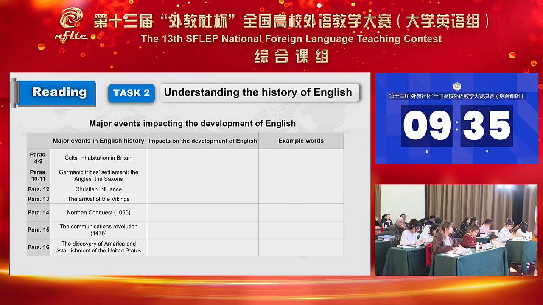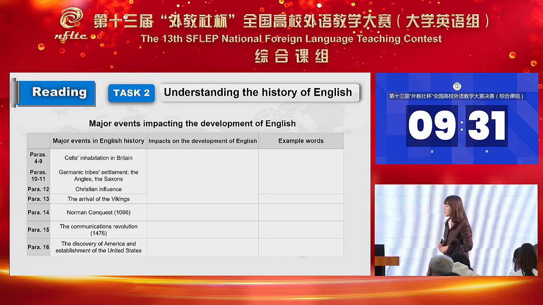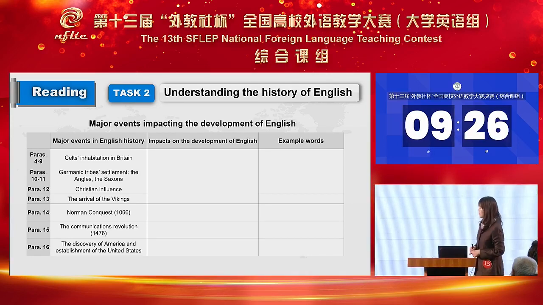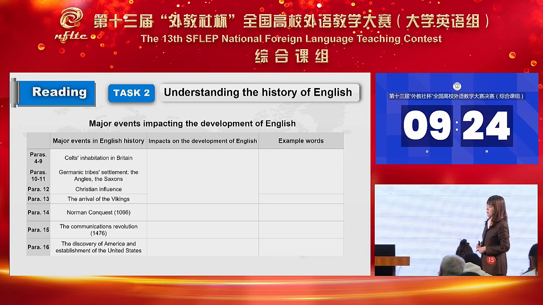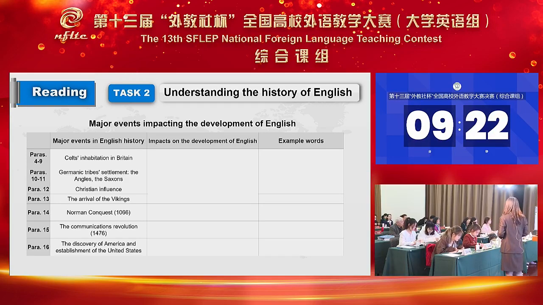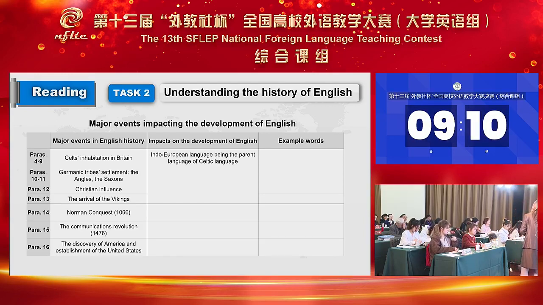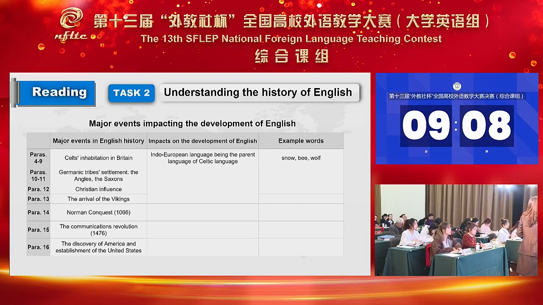Now let's find out the impact of the first event on the development of English language. And can I have Catherine, please? The impact on the development of English is identifying similar words. Linguists have come up with what they called Indo-European. Right, Indo-European language. Very good. And can you find any words? Snow, beef, and wolf. Well done. Thank you very much. And what about the second one?